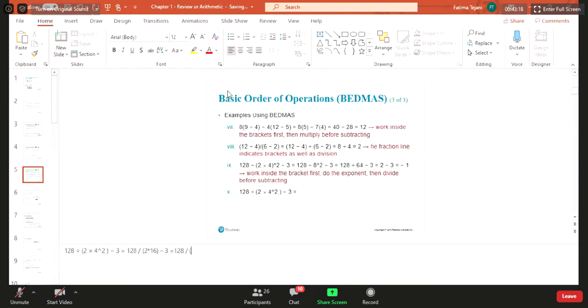So 2 times 16 is 32. Yes, 32 minus 3 is 3. 2 times 16 is 32. So 1 to 32. How many times 128? Ma'am, it's divide. You divide first. 1 divided by 32 minus 3 is 1, right?